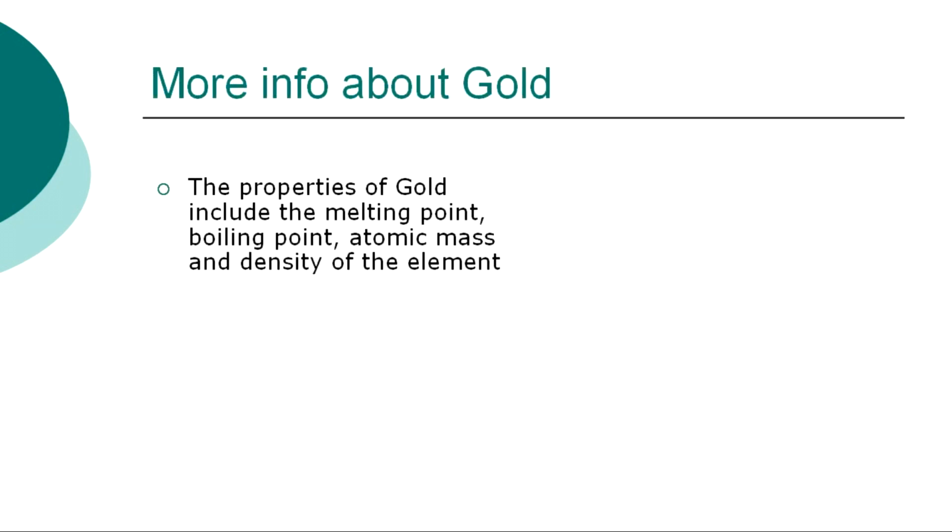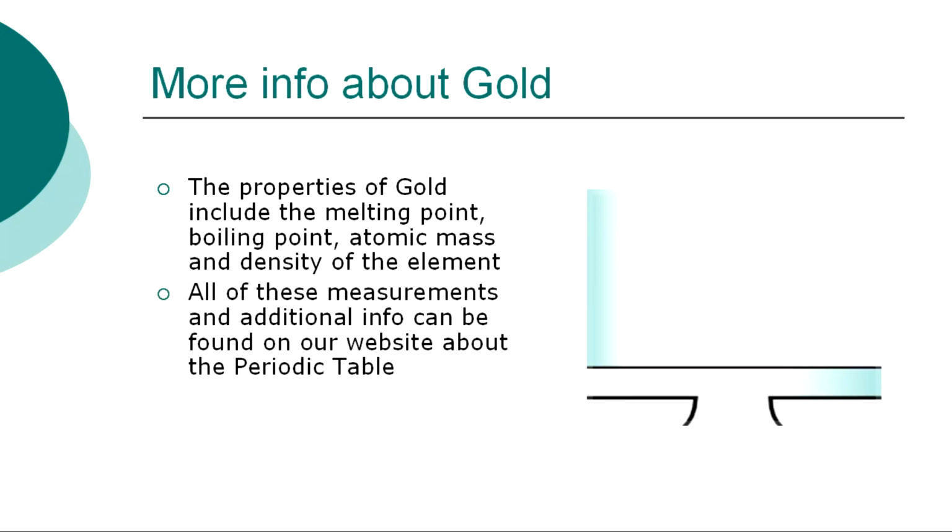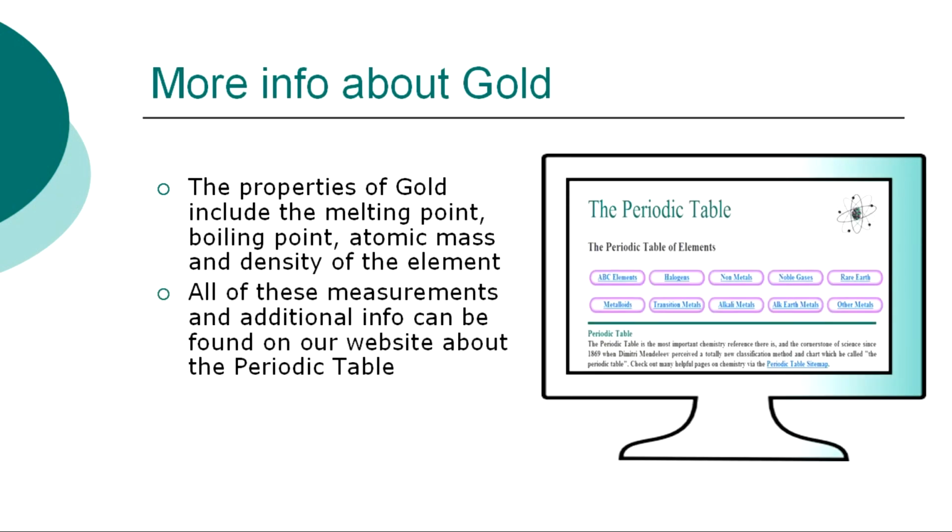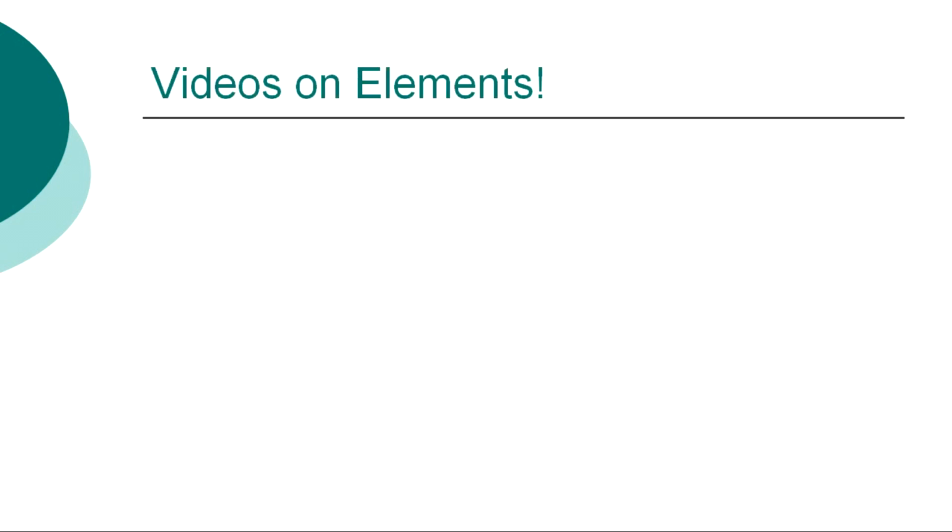The properties of gold are classified by many other factors, including the melting point, boiling point, atomic mass, and density of the element. All of these precise measurements, together with additional facts and information, can be found on our website. So ends our simple guide to the element gold.